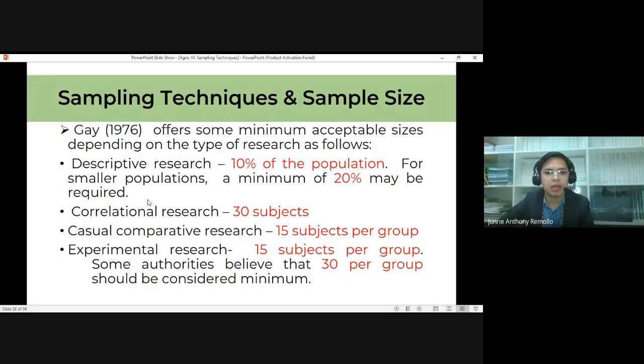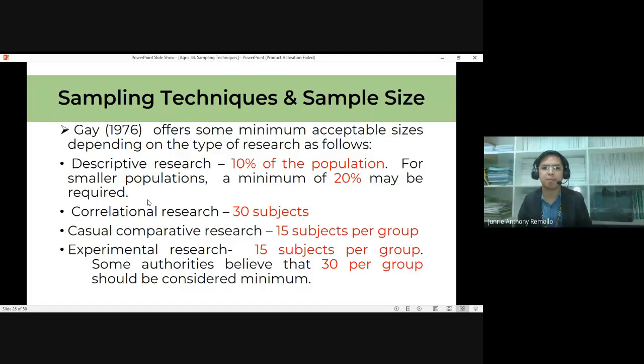These are some acceptable sizes, according to Gay of 1976. For descriptive research, which is what you DevCom students are actually doing, the minimum acceptable size is 10%. But for smaller populations, a minimum of 20% may be required. It depends on your target respondents. So that your data will be more valid, you opt to study large populations, and you get 10%, which is the minimum acceptable size. However, it doesn't limit there, so you could go more than 10% of your population.